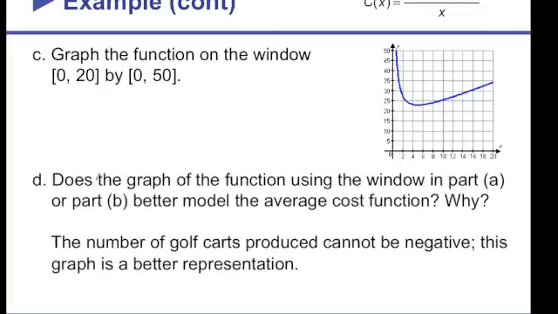Question, is the graph in part A a better model or part B? Actually, I don't think it should be part B, I think it should be part C. Is the better model. Why? Because we'll only be producing a positive number of golf carts and we want a profit, not a negative loss. So this graph is the better representation.